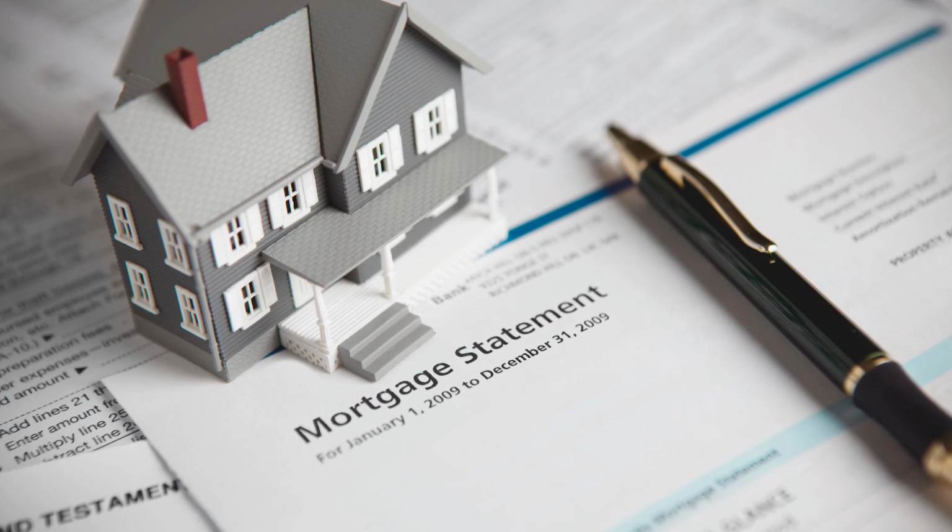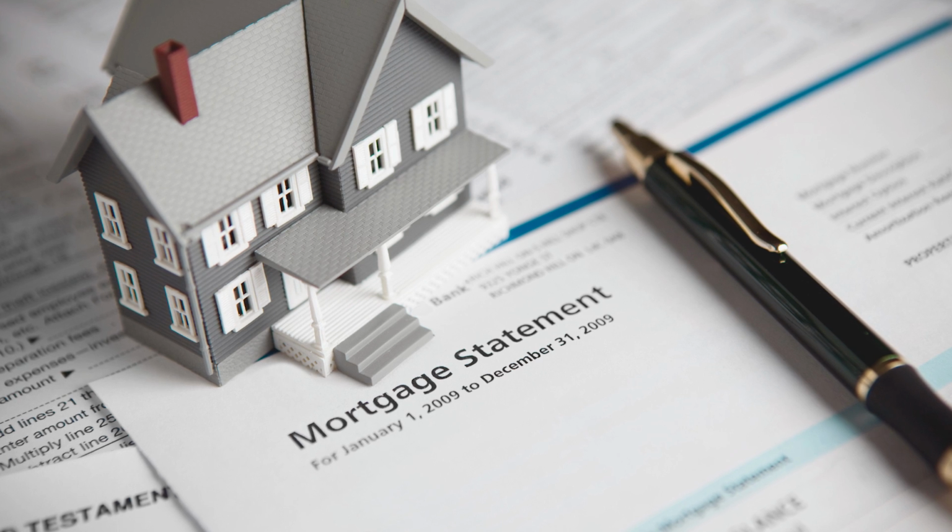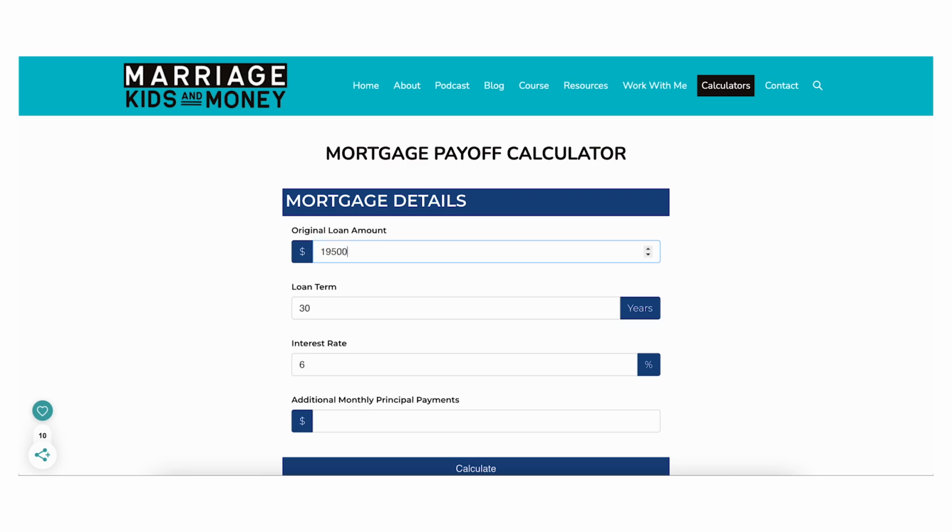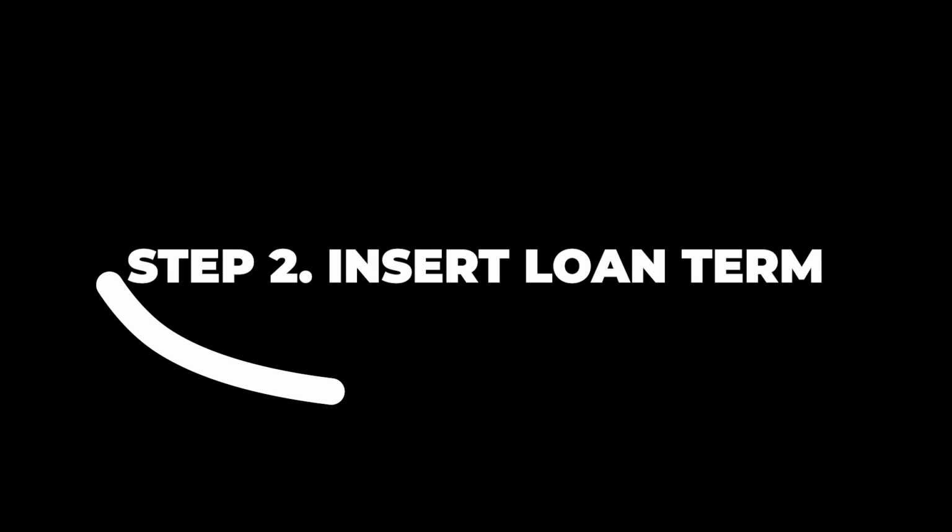It's important to note that this is different from the current principal or the remaining amount of money that you owe on the mortgage. The original loan amount is not always reflected on your monthly statement. Instead, you may need to look at the account details online or the original loan paperwork. Before we became mortgage free, our mortgage principal started off at $195,000.